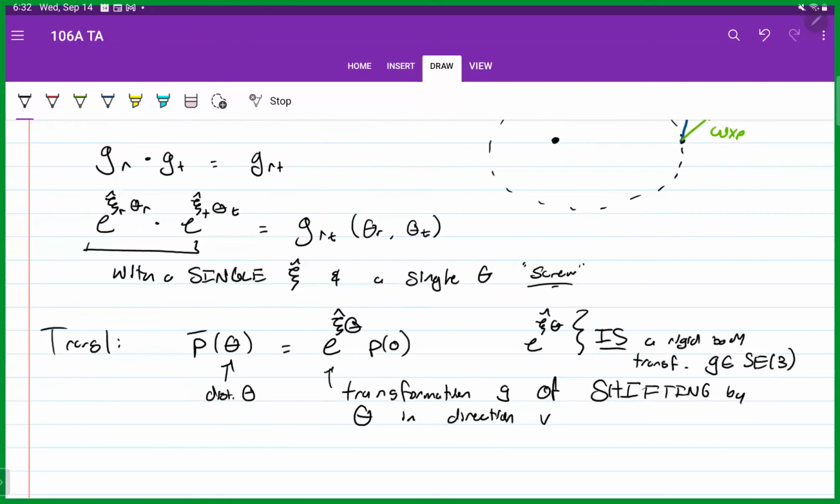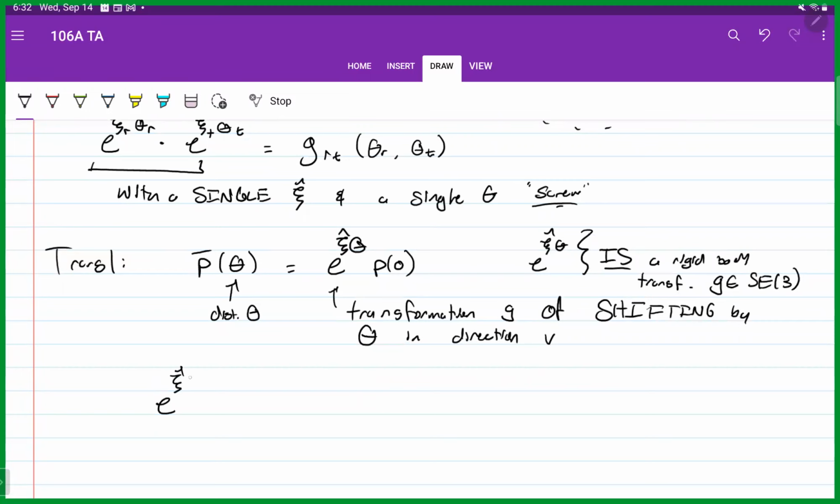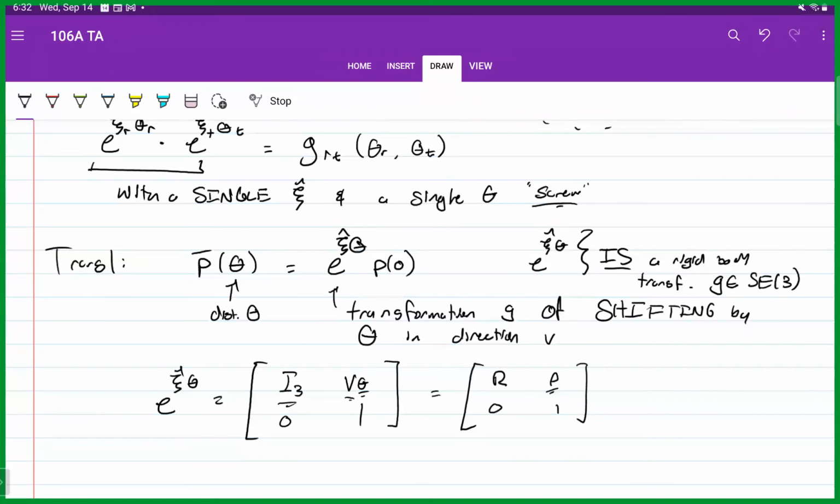And there's actually a formula that you could use to calculate the value of that exponential in this case. E to the xi hat theta equals the 3x3 identity, I3, then V times the distance that we're traveling, and then a 0 and a 1. So this ends up following the format R, P, 0, 1. Our rotation matrix is just the identity, then our translation vector is a translation by amount theta in direction V, and then 0, 1. Right, so this I3 is just the 3x3 identity, so it's the rotation of doing that.